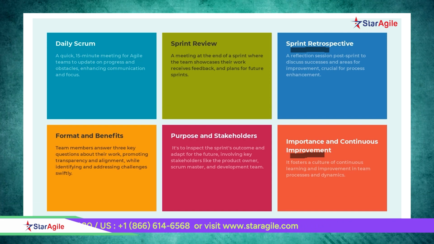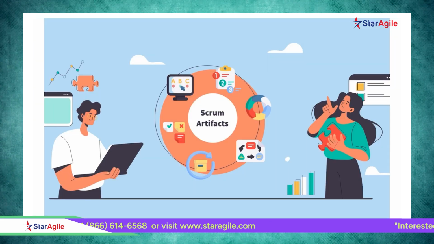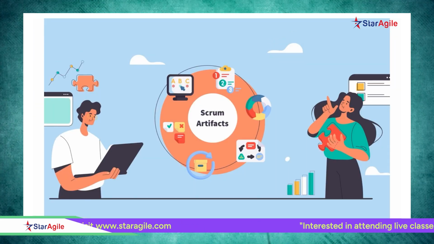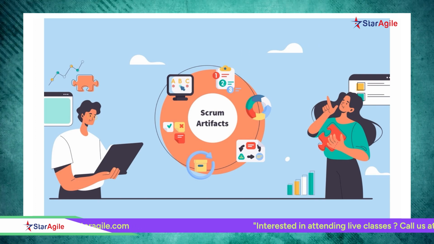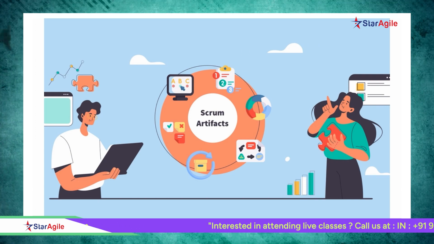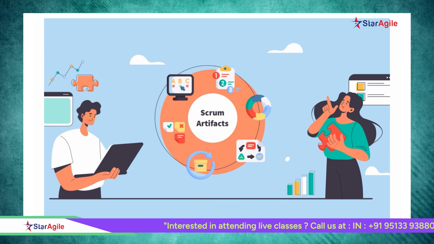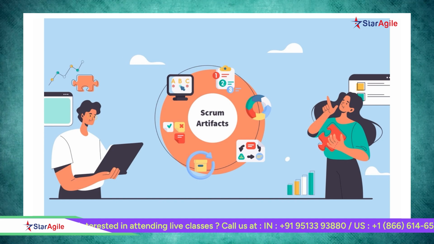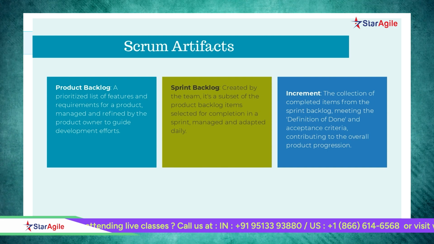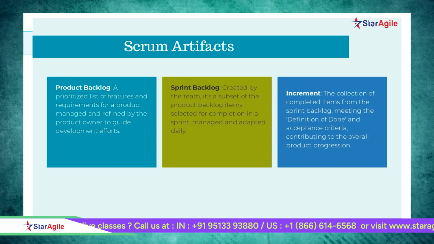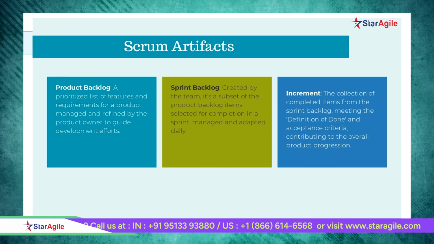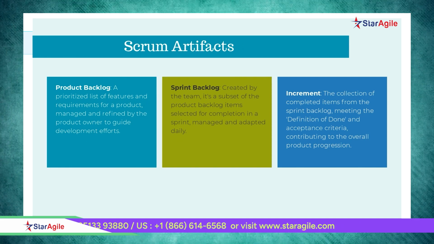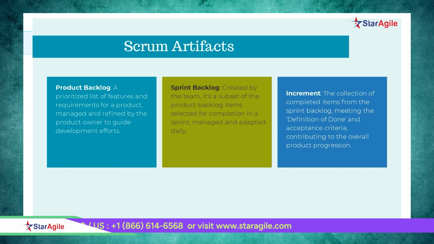Now that we have understood the various Scrum rules and events, it is time to look at the artifacts of Scrum, that is product backlog, sprint backlog, and the increment. The three main artifacts of Scrum are used to support transparency and ensure that everyone involved in the project has a common understanding of work being done. These artifacts are product backlog.